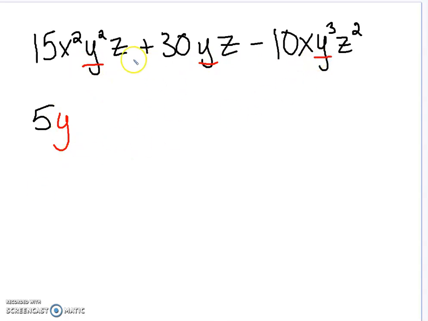And then lastly, we have a z, another z, and a z squared. So each one contains at least one z. You'll notice we tend to be pulling out the lowest power.